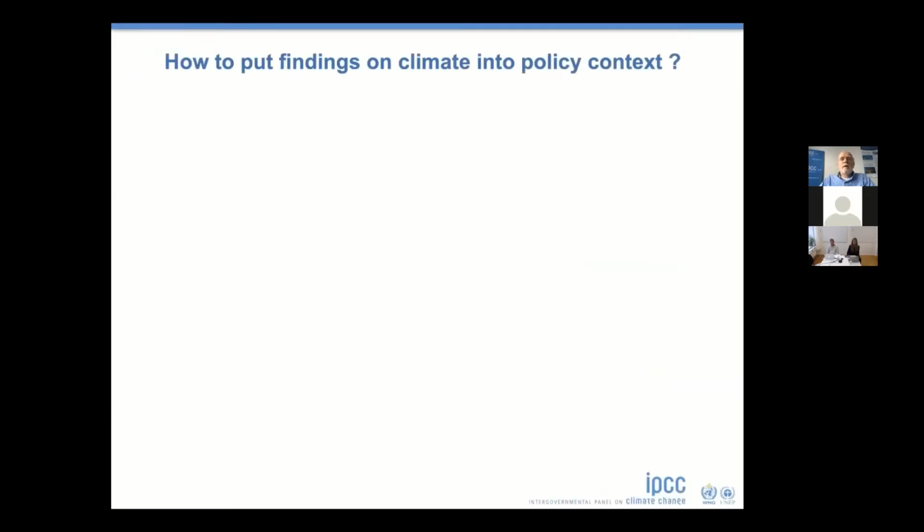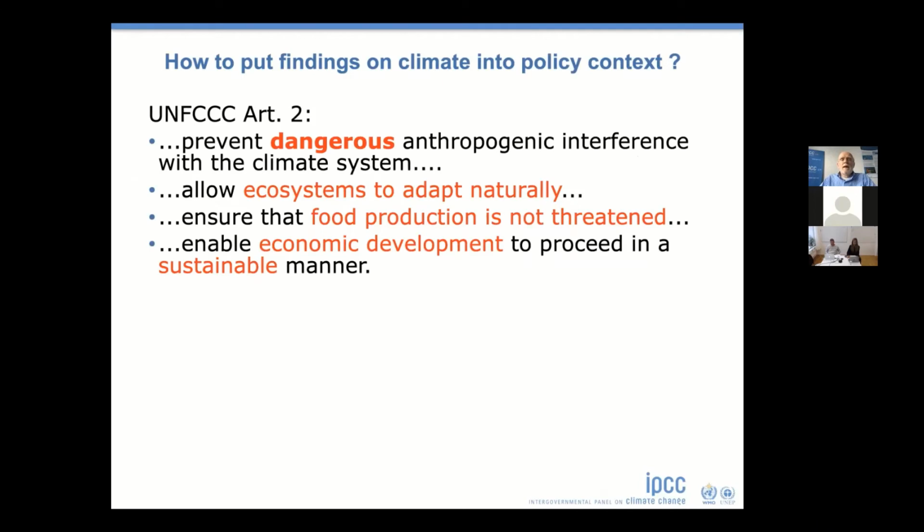Now, how to put findings of this into policy context? There is UNFCCC Article 2, which has the goal to prevent dangerous anthropogenic interference with the climate system. We could debate whether we are already in a phase of dangerous anthropogenic interference at this time. There is a request to allow ecosystems to adapt naturally. And we can already say for some systems we have surpassed a threshold where we see that ecosystem going downhill continually with climate change. Ensure that food production is not threatened.